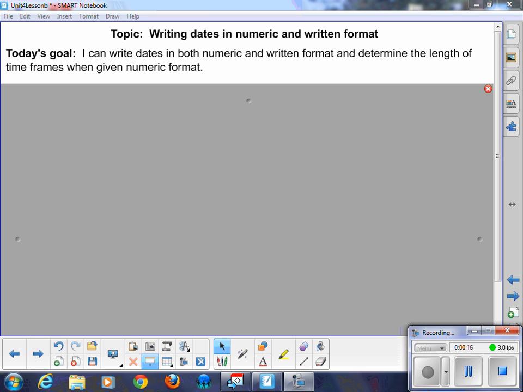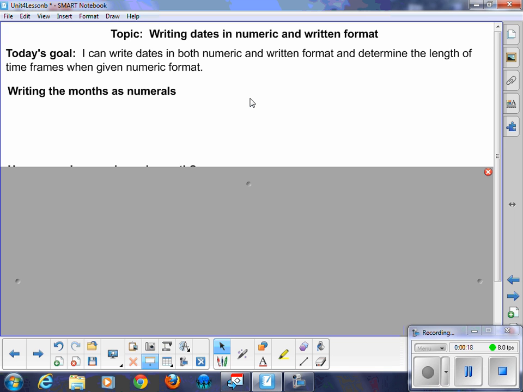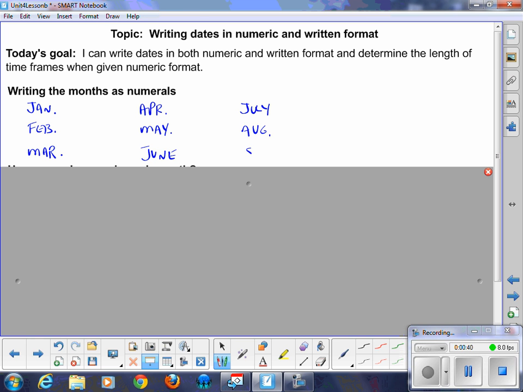All right, so let's talk about writing the months as numerals. So we know we have our 12 months, so I'll just group them together here. So we have our January, February, and March. April, May, June. July, August, September. October, November, December. So each of those we assign a numeric digit to.